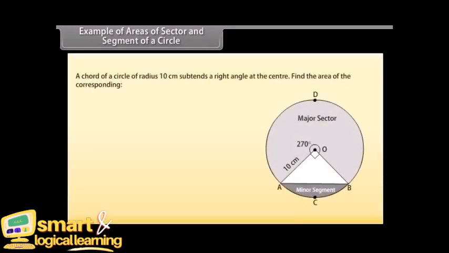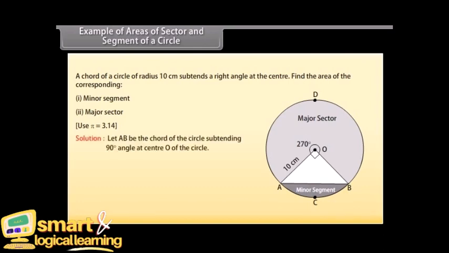Example of areas of sector and segment of a circle. A chord of a circle of a radius 10 cm subtends a right angle at the center. Find the area of the corresponding 1. Minor segment, 2. Major sector. Use pi as 3.14. Solution. Let AB be the chord of the circle subtending 90-degree angle at center O of the circle.